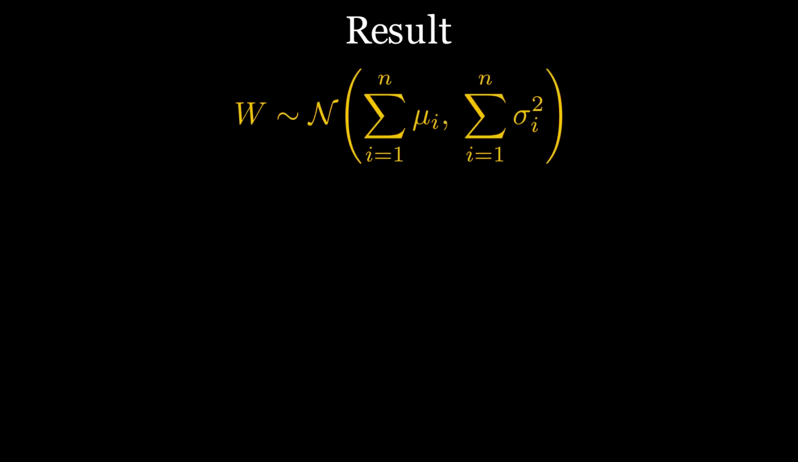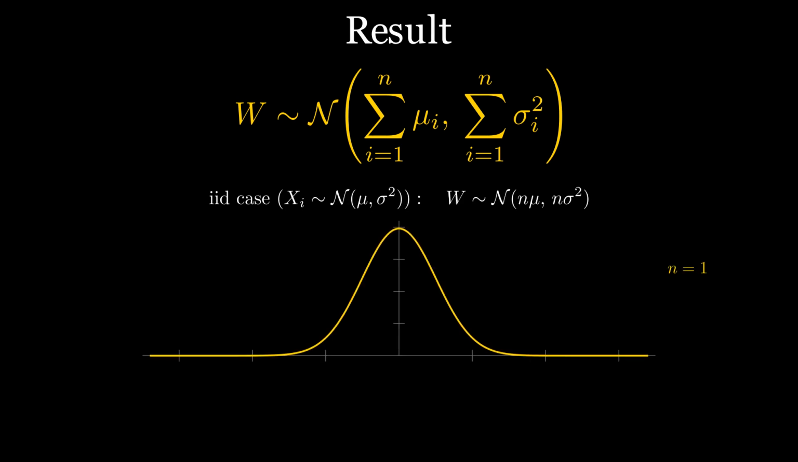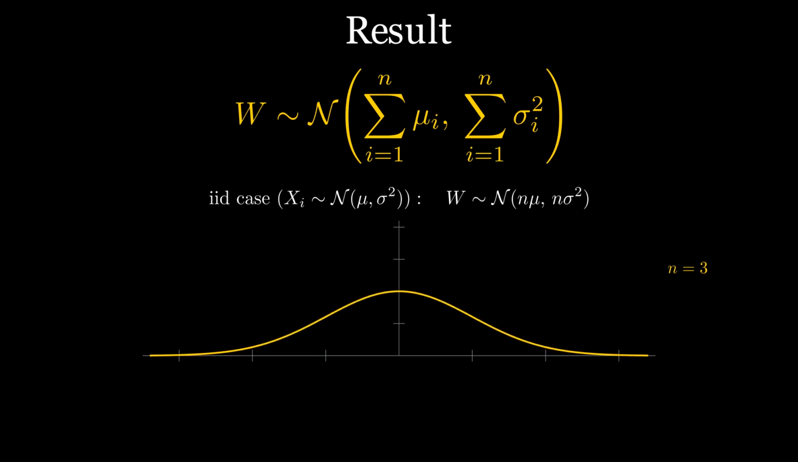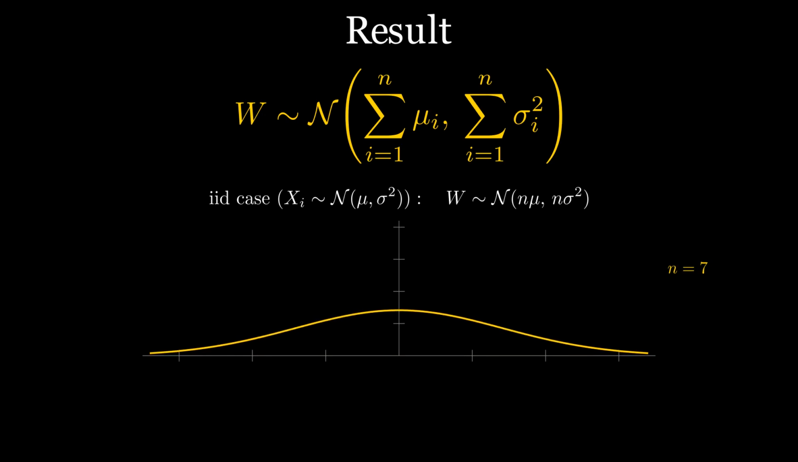The conclusion: w equals x1 plus up to xn follows a normal distribution with mean mu w equal to mu 1 plus up to mu n and variance sigma w squared equal to sigma 1 squared plus up to sigma n squared. For the special case where all xi are independent and identically distributed with mean mu and variance sigma squared, this becomes w is distributed N of n mu, n sigma squared. Both the mean and the variance scale linearly with n. Watch the bell widen as n grows.